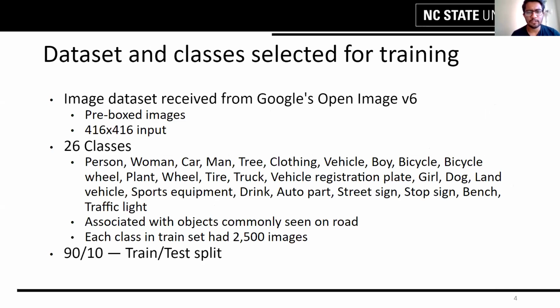So we are using Google's Open Images V6 dataset. The images are clipped into 416 by 416, and the classes we have selected are 26 classes, which we generally find on the road, like person, trees, wheels, or other vehicles. Each class has around 2,500 images, and we have split it into 90% train and 10% testing images. This dataset gives us the images with bounding boxes, so that we have the coordinates in the image where exactly our object is located.